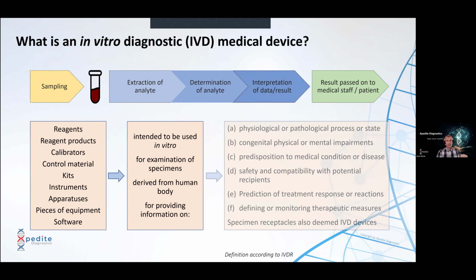And the purpose of this testing is to provide information, as the standard says, things like physiological processes or states, some congenital impairments, predisposition to certain diseases, also safety and compatibility to the potential recipients, if you think about blood donations or organ transplantations. And so on and so on, including also defining monitoring therapeutic measures. And of course, among them also testing for infectious diseases. But this is really, if you think about the whole scope of IVD devices, just one of many other aspects of IVD tests. And also, it's explicitly said that specimen receptacles are also deemed IVD devices, although they don't generate any results in itself.